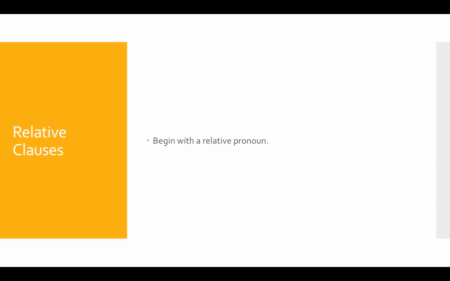Relative clauses begin with a relative pronoun. Those relative pronouns are who, which, that, whose, and whom. Who refers to people and sometimes pet animals. It can be restrictive and non-restrictive. Then we have which, which is used for animals and things. It can be restrictive and non-restrictive.